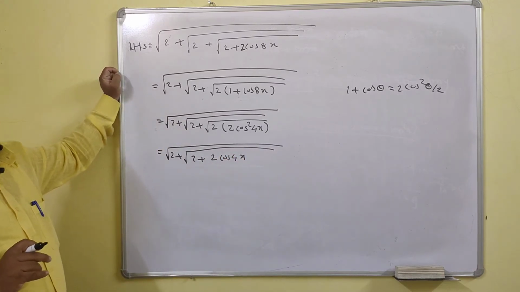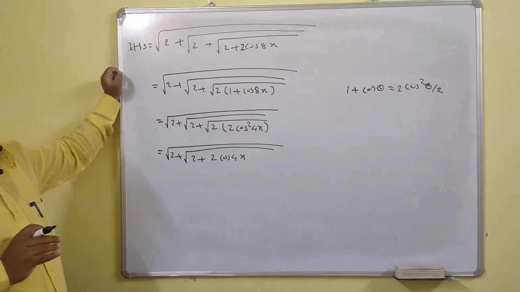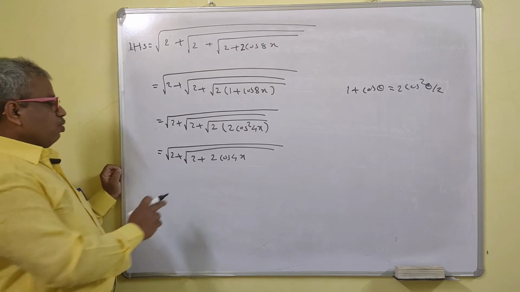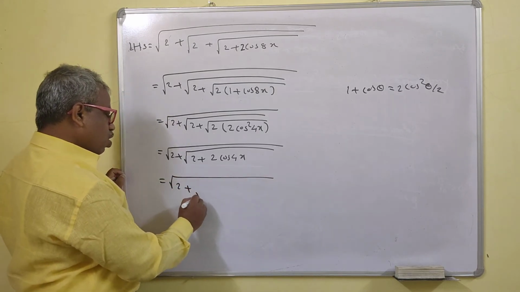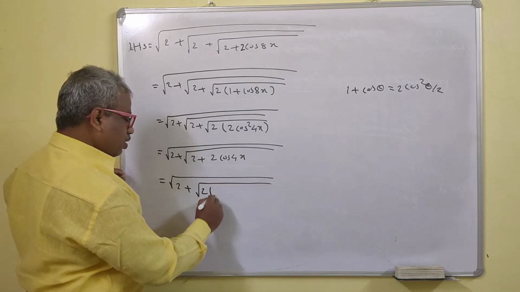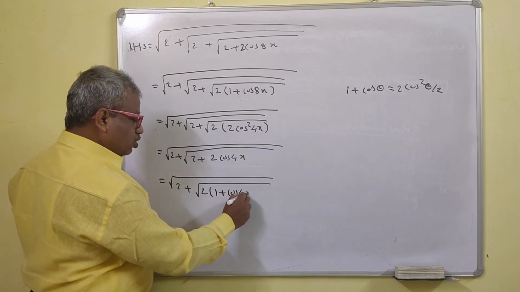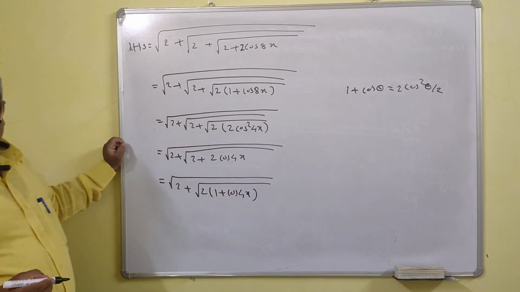See, 8x becomes 4x now. And one root gets cancelled. Right? So now what? Again we'll take 2 common here. We'll take 2 common. So 2 common, 1 plus cos 4x. Right?